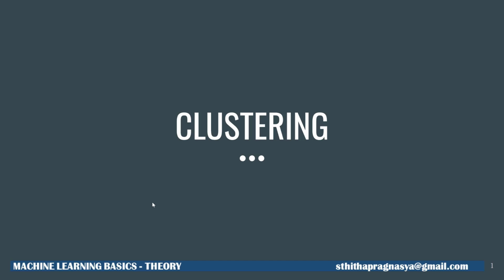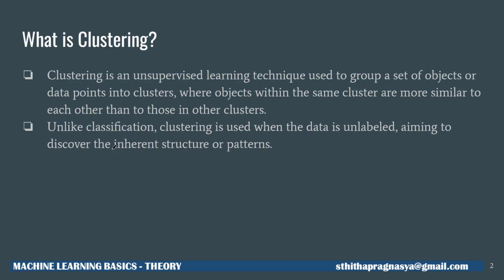Whereas clustering is an unsupervised learning technique used in machine learning to group a set of objects or data points into clusters where objects within the same cluster are more similar to each other than to those in other clusters. Unlike classification, where data is labeled, clustering is used when the data is unlabeled and the goal is to discover the inherent structure or patterns within the data. So that's what clustering is.